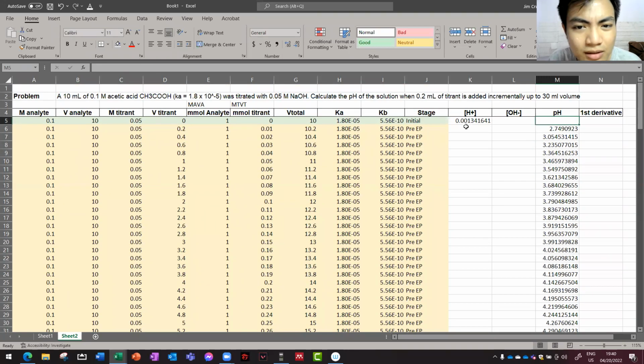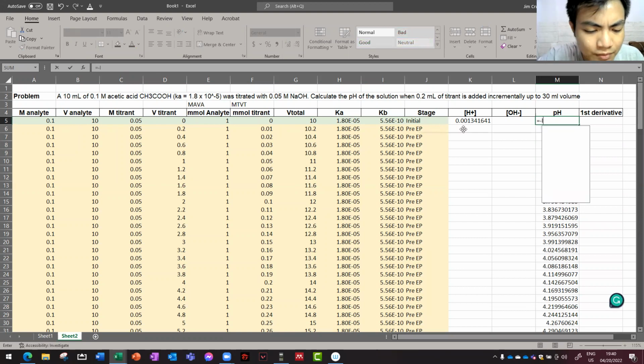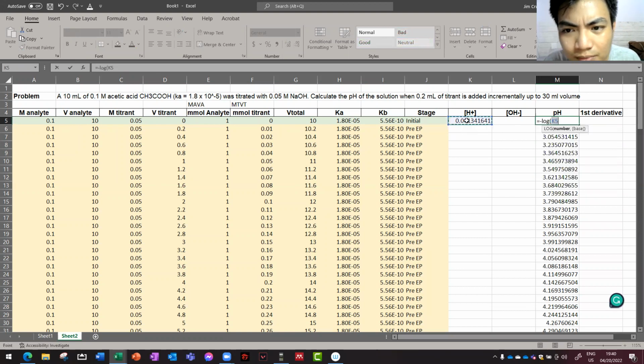Let's solve for the pH at the initial stage. That's just the negative log of the H plus concentration.